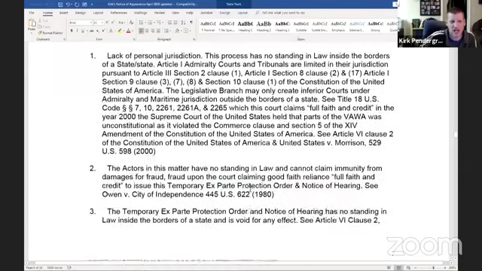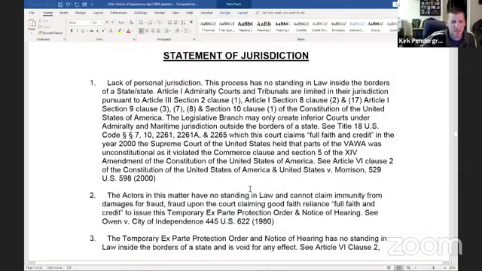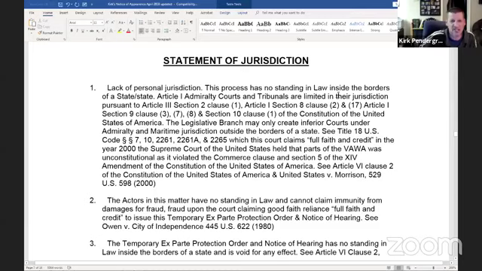Once jurisdiction is challenged, this process has no standing in law inside the borders of a state. Article 1, admiralty courts and tribunals are limited in their jurisdiction pursuant to Article 3, Section 2, Clause 1; Article 1, Section 8, Clauses 2 and 17; Article 1, Section 9, Clauses 3, 7, and 8; and Section 10, Clause 1 of the Constitution of the United States of America. Legislative branch may only create inferior courts under admiralty and maritime jurisdiction outside the borders of a state. Because that's what it says right here.